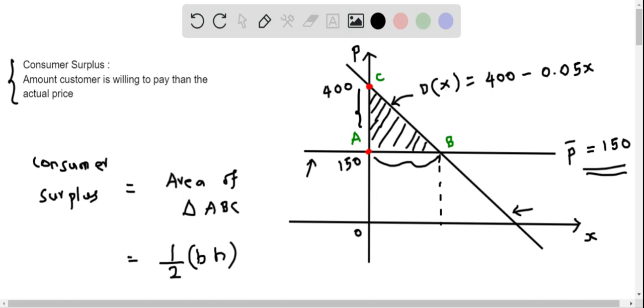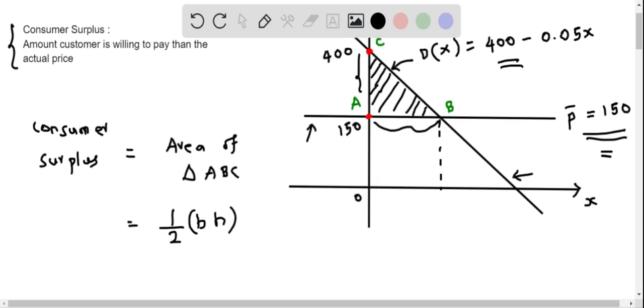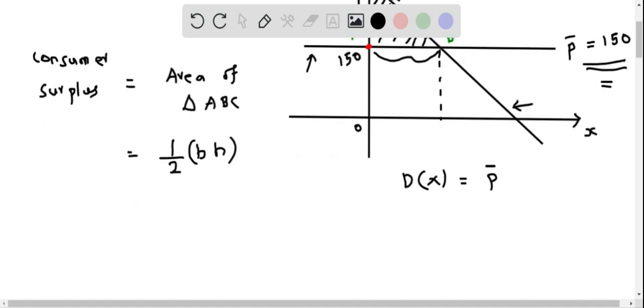How can we get this coordinate B? This is the point of intersection of this demand curve with this price level 150. So we can solve these two equations. That is, we set the demand equation equal to the price level P bar. So let's use the demand equation, which is 400 minus 0.05x, and this equals 150.